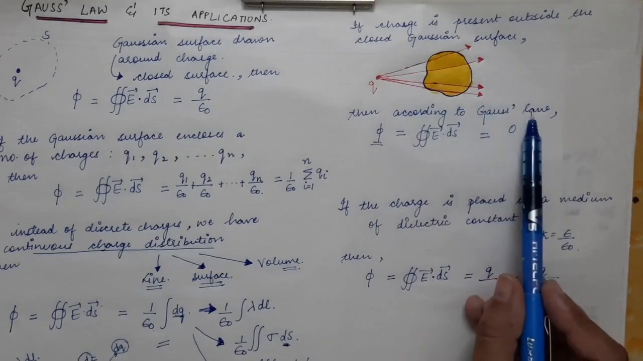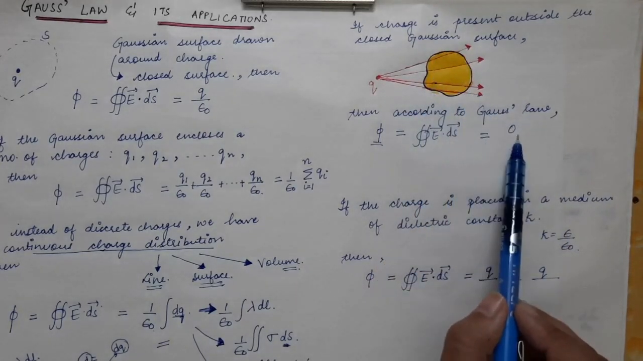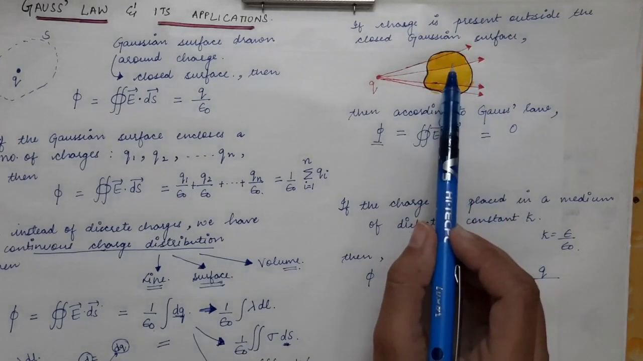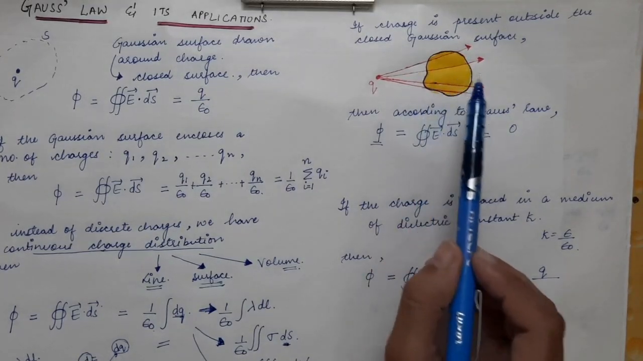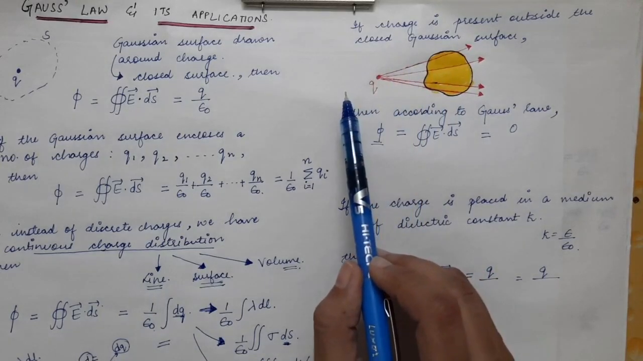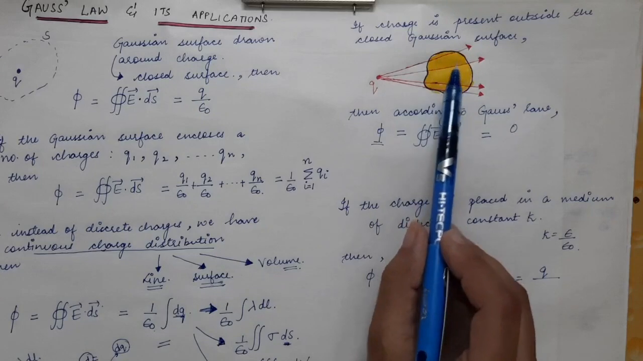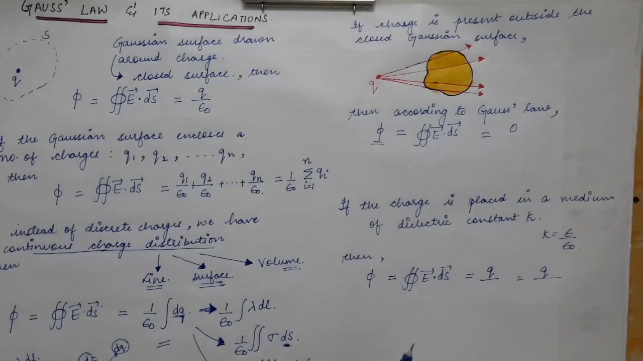And according to Gauss law also, the flux linked with this Gaussian surface comes out to be equal to 0, because Gauss law takes into account only the charges which are present inside this Gaussian surface. So no matter whatever charge is present outside the Gaussian surface, it will not be considered. Only the charge which is present inside the Gaussian surface will be considered.